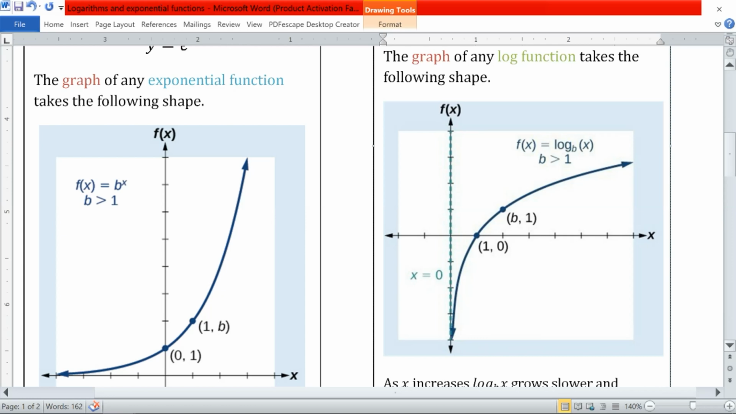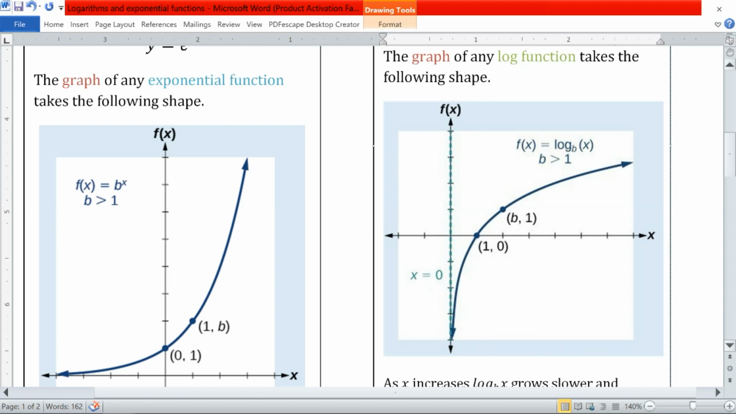Miss, in the log function, the graph also, as it goes, doesn't become a straight line, it keeps curving, right? Yes, it keeps curving. It never becomes horizontal. It looks like it will eventually become horizontal, but it will not. So there is always a slope.